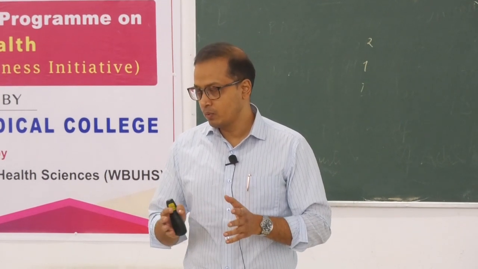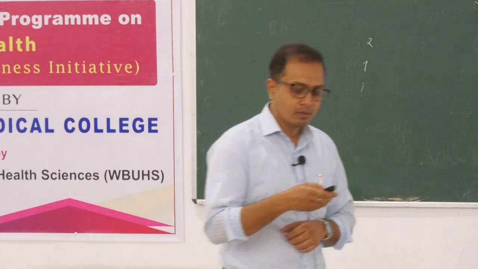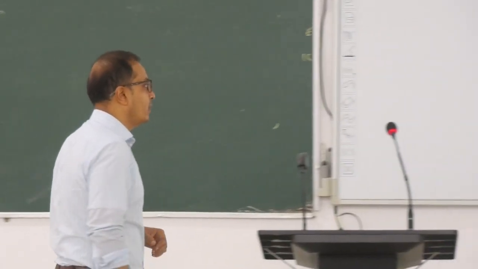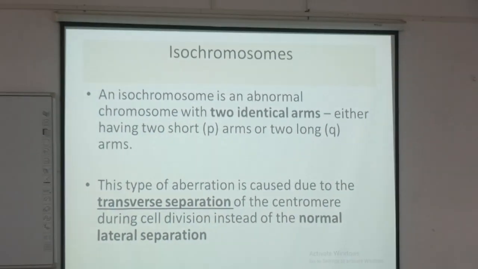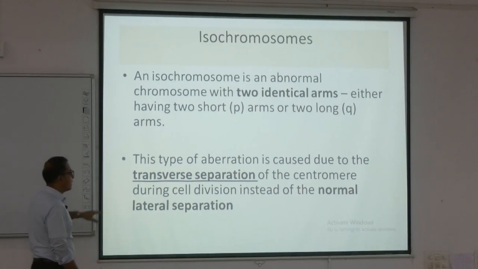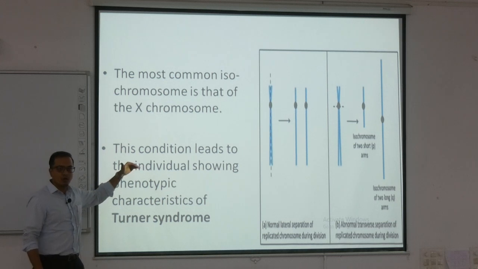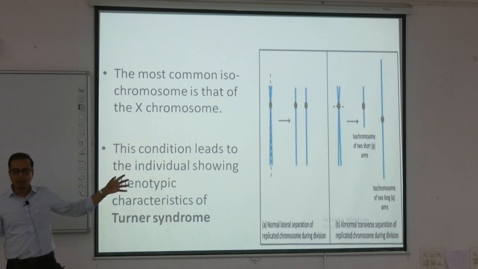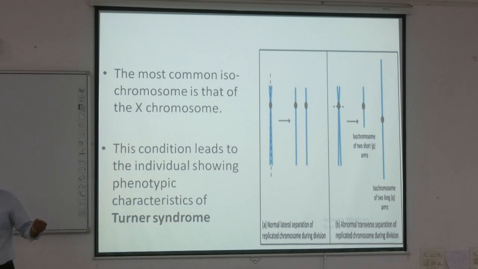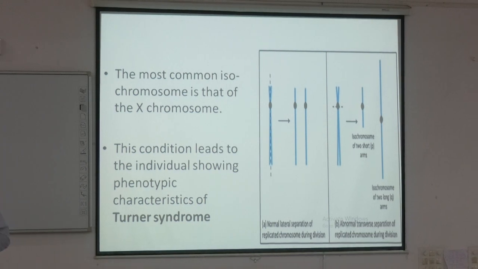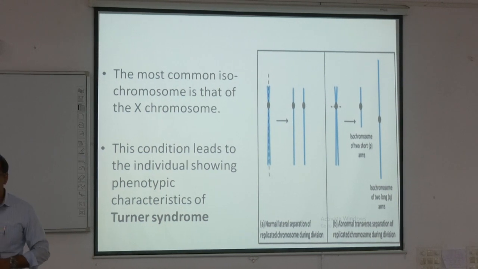Clear? So we have this split of the centromere taking place at a different level, of a different type. Instead of a lateral separation, we have a transverse separation that leads to the formation of an isochromosome, which is nothing but only the P arms of the chromosome, no Q arms, or only the Q arms, no P arms, whichever it is. So this is what happens with the isochromosome phenomenon.